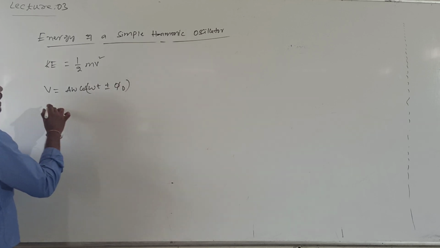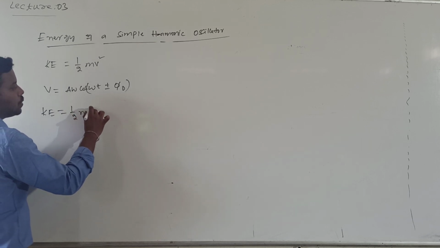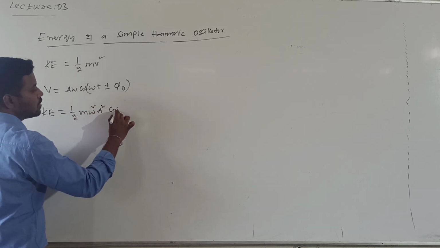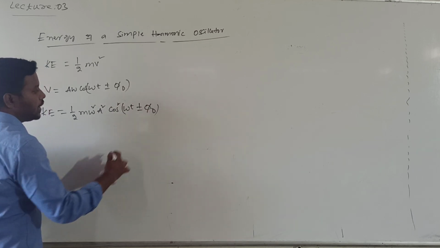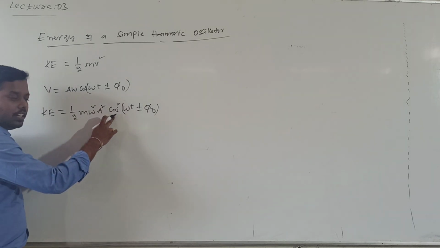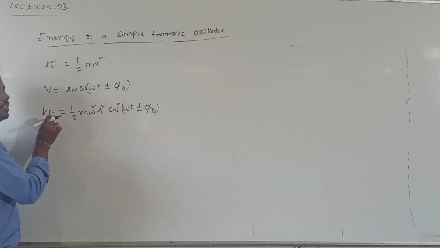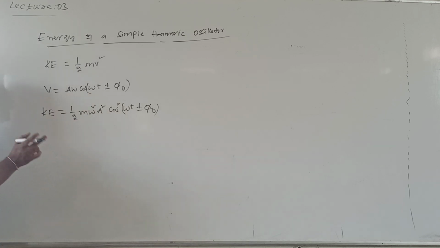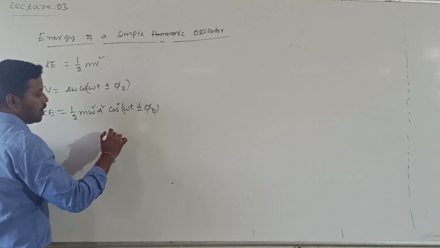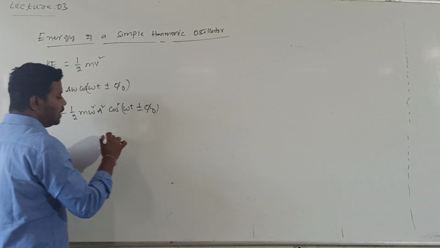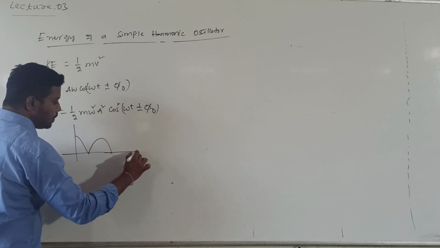As per this, kinetic energy is given by 1 by 2 into m into omega square into a square into cos square of (omega t plus or minus phi). Here we can write cos square omega t as (1 plus cos 2 omega t) by 2. The frequency of variation of kinetic energy will be 2 times the frequency of the simple harmonic oscillator. If I plot the graph for this, it will be a cos graph. I get the graph like this. This is the shape of the graph.